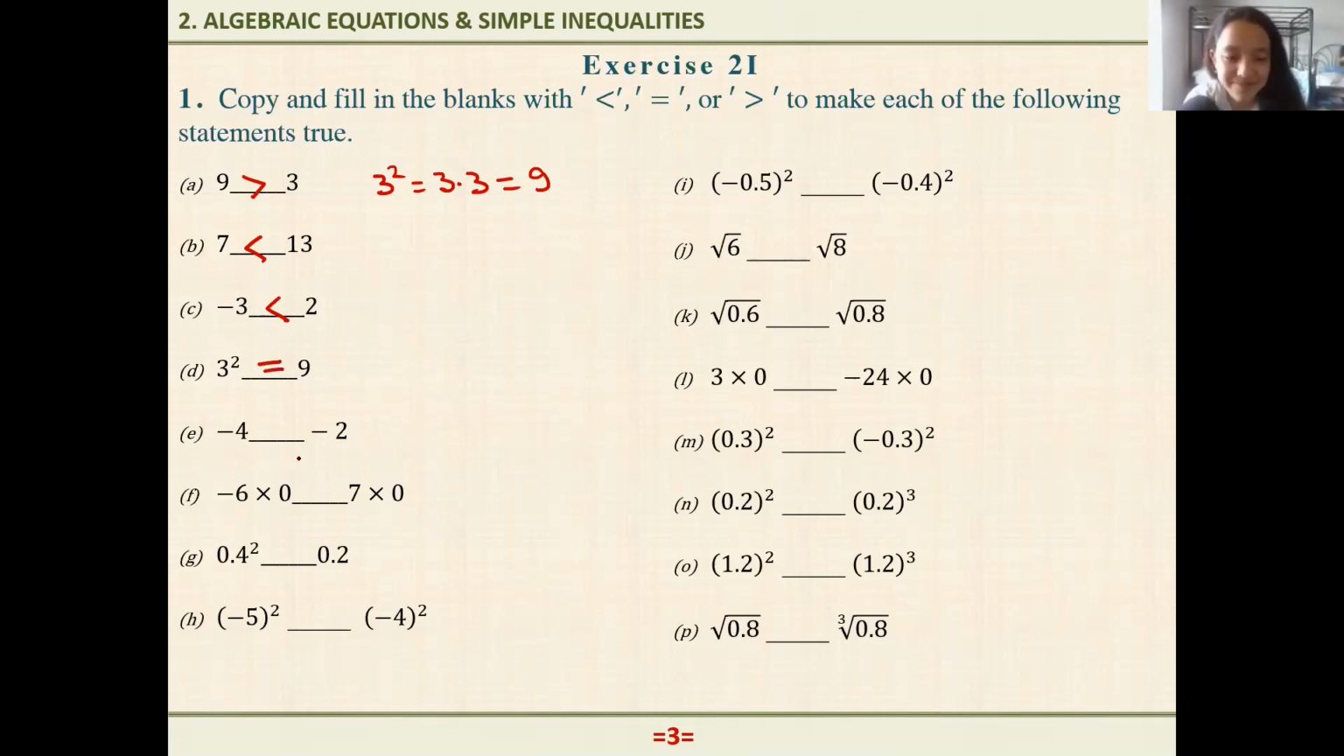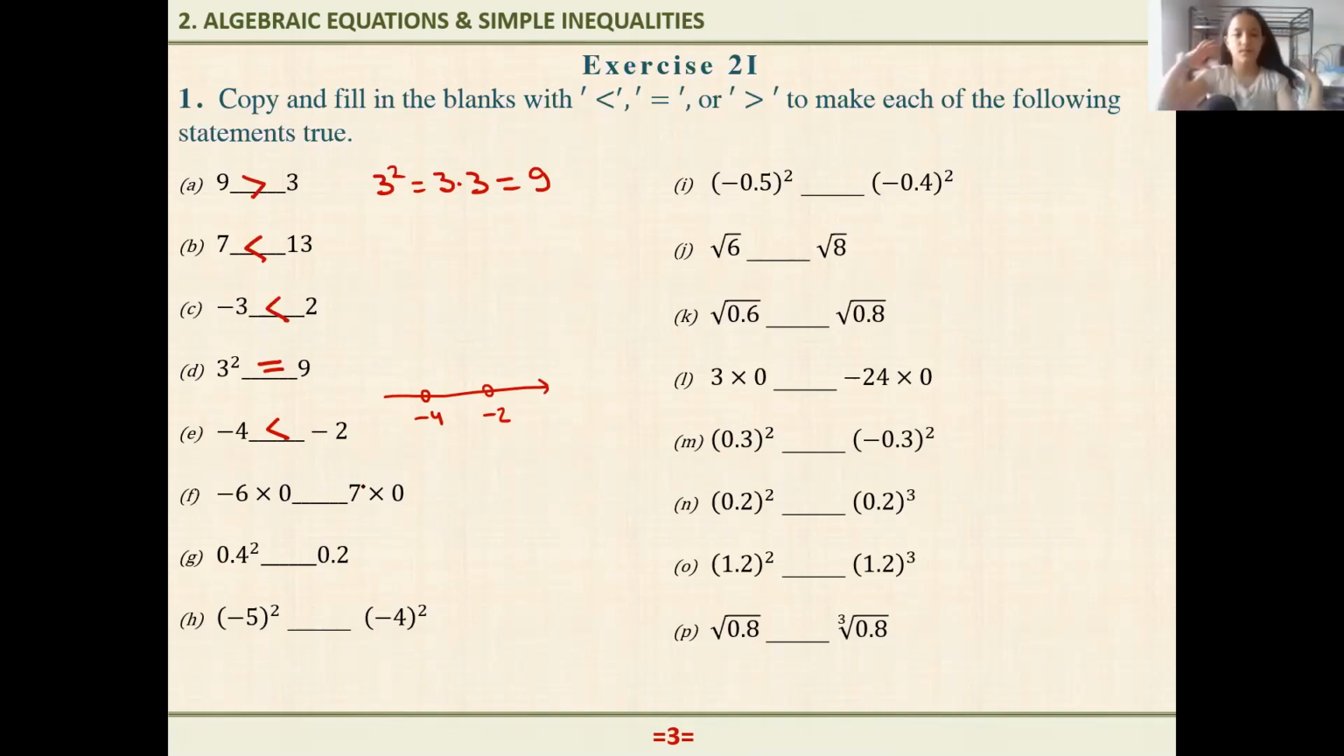Negative 4, negative 2. Which one is greater? Negative 4 is less than negative 2, because it is to the left of negative 2 on the number line, right? Because here we have a number line. If we have negative 2 here, negative 4 is somewhere here. Negative 2, negative 3, negative 4, negative 5. It is to the left of negative 2. That's why negative 4 is less than negative 2.